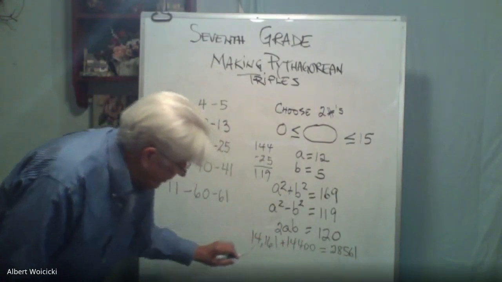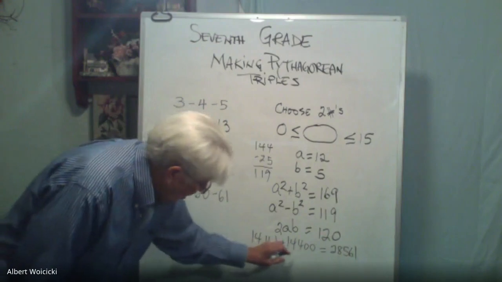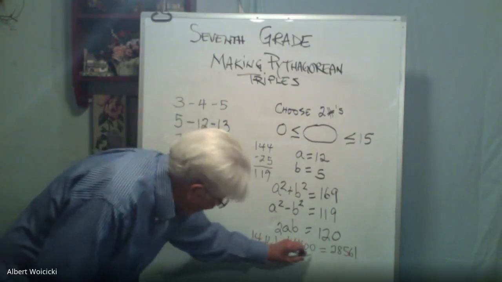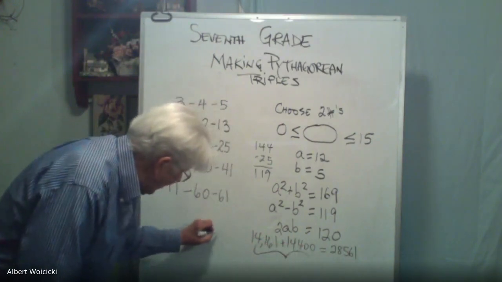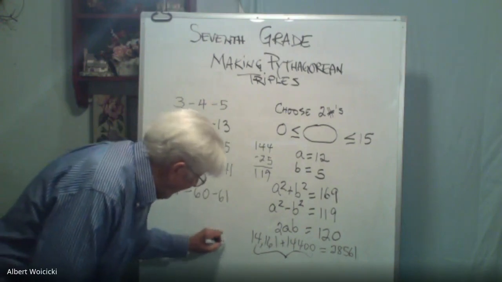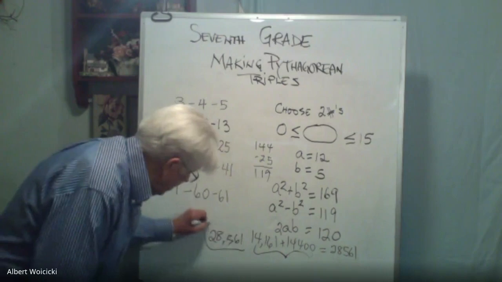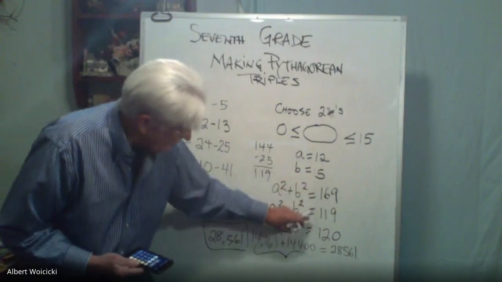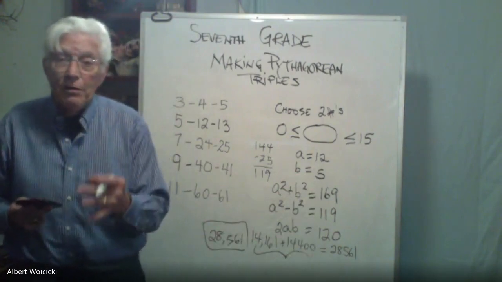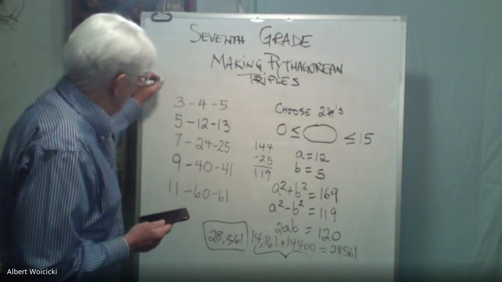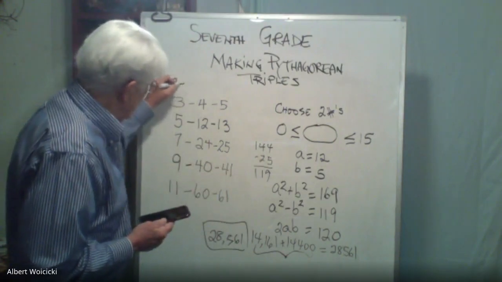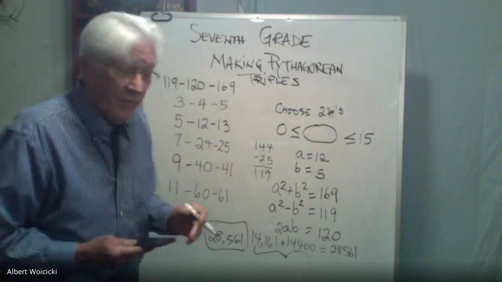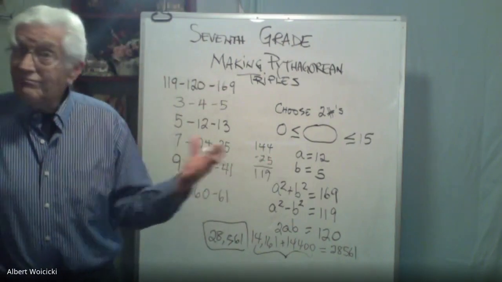If I add these 2 together, son of a gun, 1 and 0 is 1, 6 and 0 is 6, 1 and 4 is 5. Ha ha! This side equals 28,561. Indeed. Therefore, these 3 numbers make a Pythagorean triple. So we've just made 119, 120, 169. It's a Pythagorean triple. Ta-da!